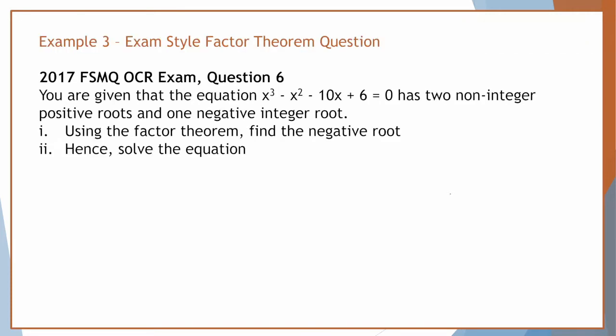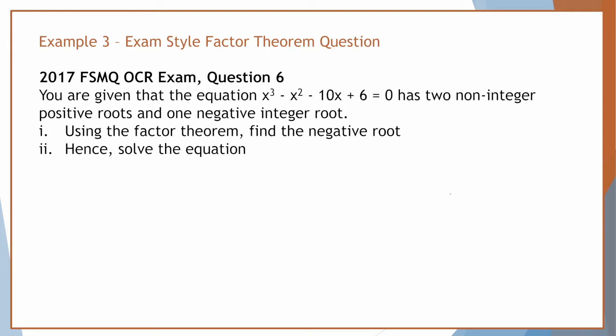So here's the question again from the 2017 FSMQ OCR exam. It's question 6. So you're given that the equation x cubed minus x squared minus 10x plus 6 equals 0 has two non-integer positive roots, so non-integer meaning not whole numbers, and one negative integer root, so integer here meaning whole number. Part 1 says using the factor theorem find the negative root, and then part 2 says hence solve the equation.